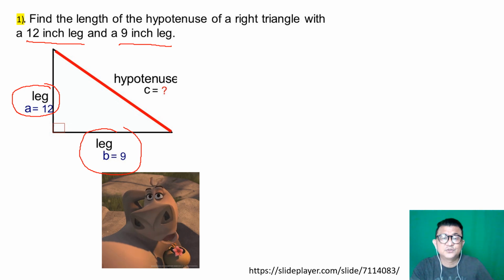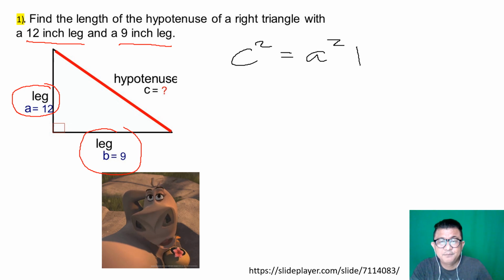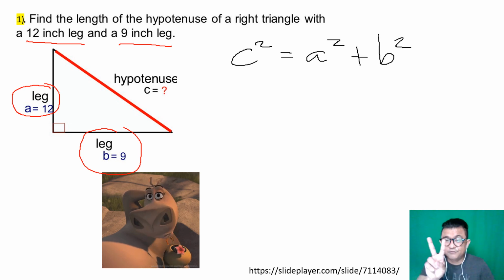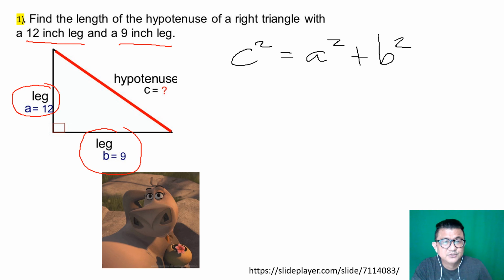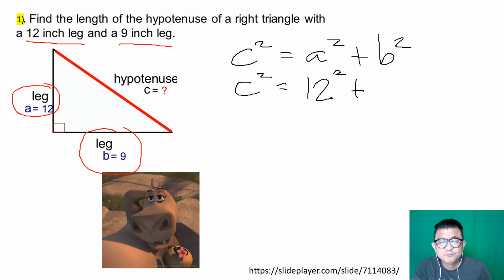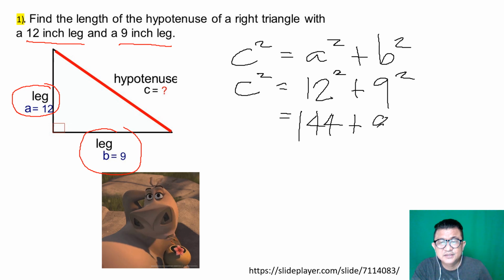First thing to do is always write down your formula. C squared is equal to A squared plus B squared. You could reverse the equality, one from the left and one on the right, you could interchange that. It doesn't matter. So since we don't know C, just leave it as C. We know our A is 12, so I write 12 squared. B is 9, so I write 9 squared. We're good so far, right? 12 times 12 is 144. 9 times 9 is 81. Write C squared over there.